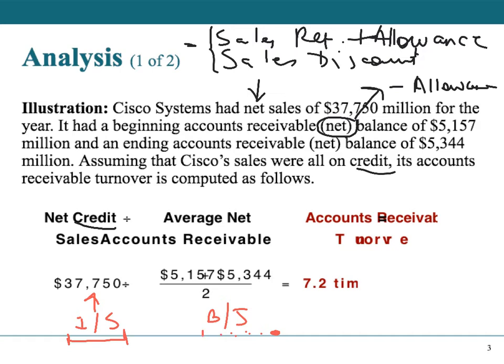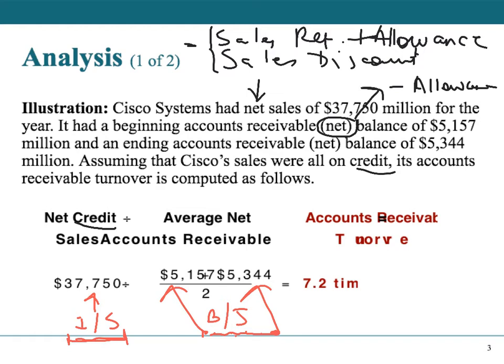so it kind of looks like the same time period as the income statement. How could we do that? Well, if we take beginning balance and if we take the ending balance and average it up, you roughly have the same time period as what you have for sales.